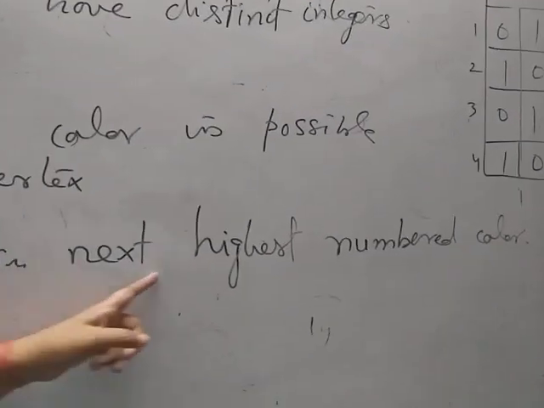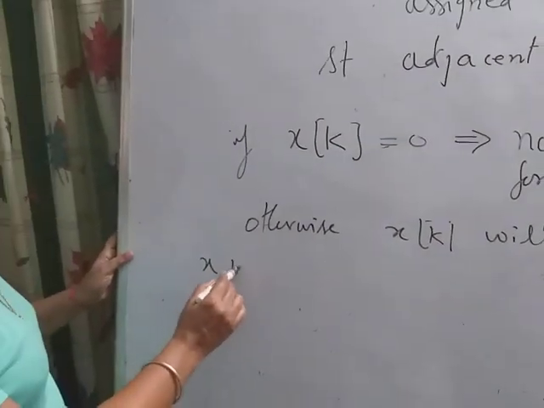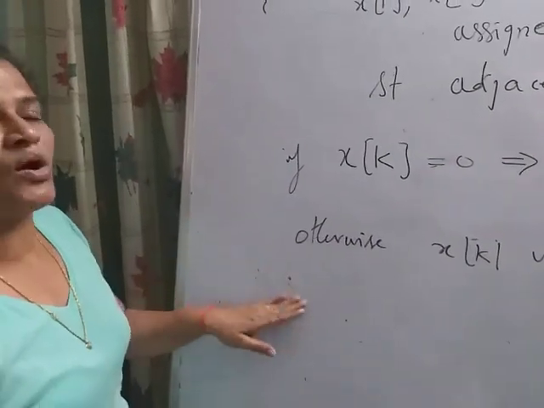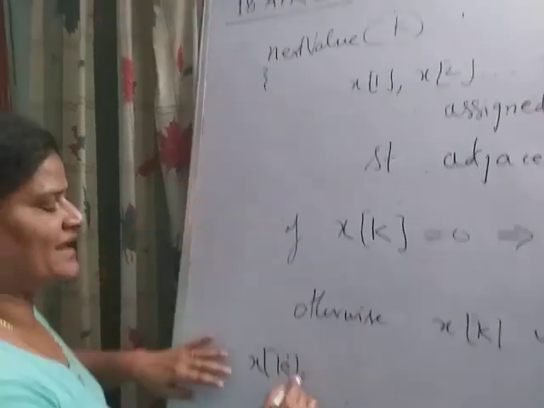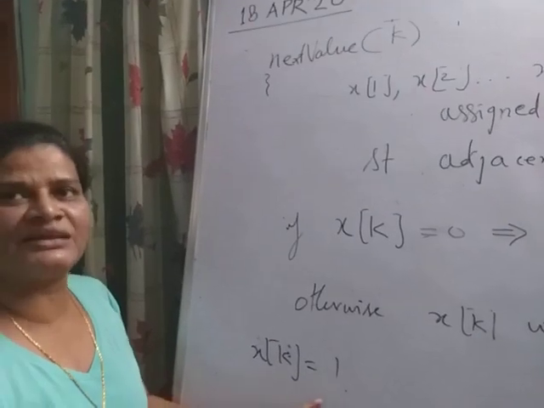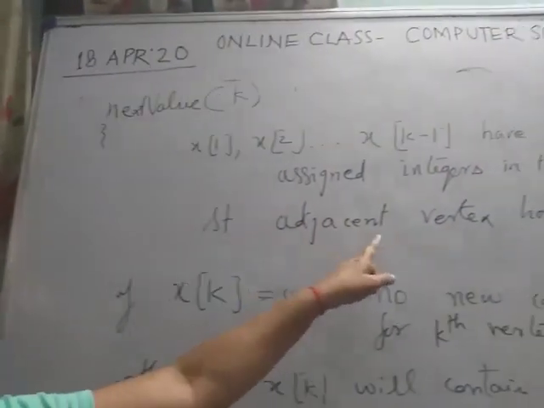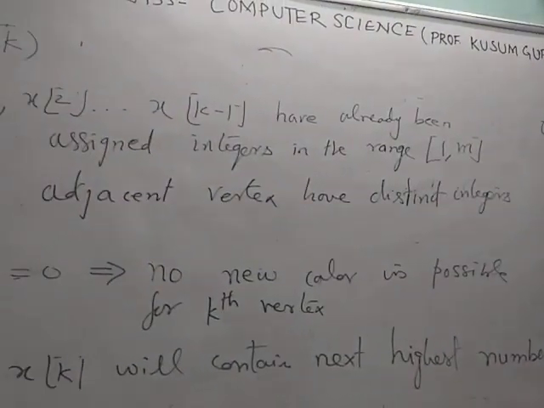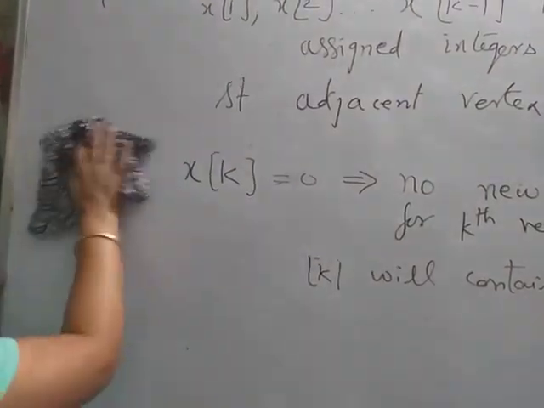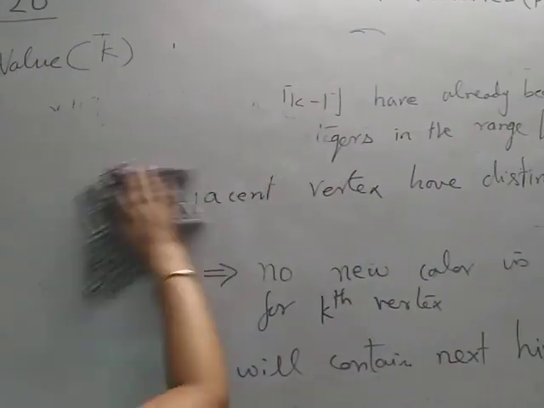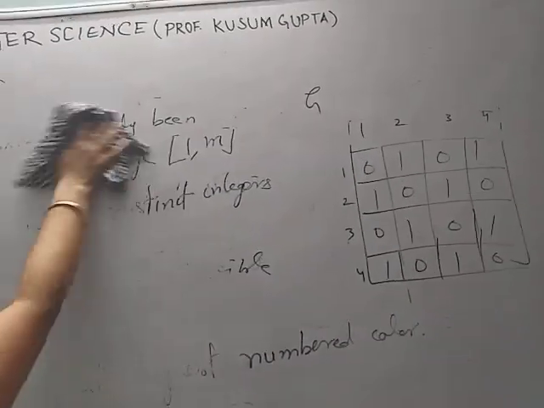What does it mean, highest numbered color? It means what I said earlier, that it will try all possible colors. So if xk previously, before calling this function, is 1, then it will give 2, then 3, if it is feasible. Feasible means no two adjacent vertices are of the same color. Okay. So this is the description of this algorithm, and later on, after writing the algorithm, I will explain it with one example, or dry run it with a proper example.